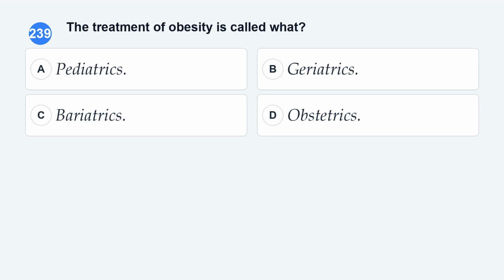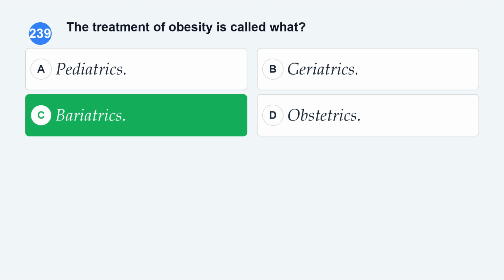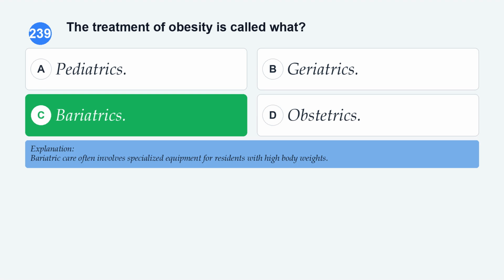Question 239. The treatment of obesity is called what? Option A, pediatrics. Option B, geriatrics. Option C, bariatrics. Option D, obstetrics. The correct answer is option C, bariatrics. Explanation: bariatric care often involves specialized equipment for residents with high body weights.